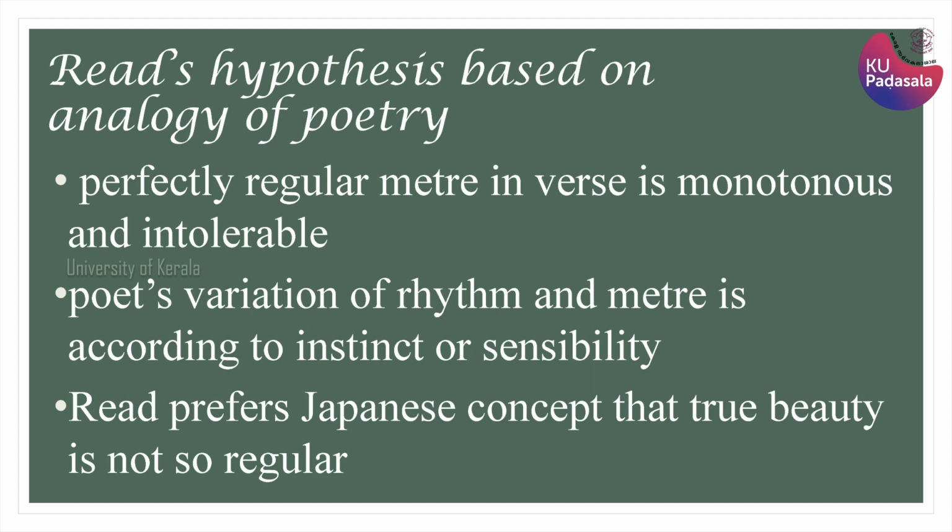So he uses the analogy of poetry. So he says that a poem which is perfectly regular in verse would sound very monotonous. It would sound almost intolerable. So a poet should vary rhythm and meter according to his or her own instincts and sensibility. And Reid says that he prefers the Japanese way. The Japanese artists sometimes make sure that their art is not perfect or regular. So according to him, perfection is not mandatory in art.